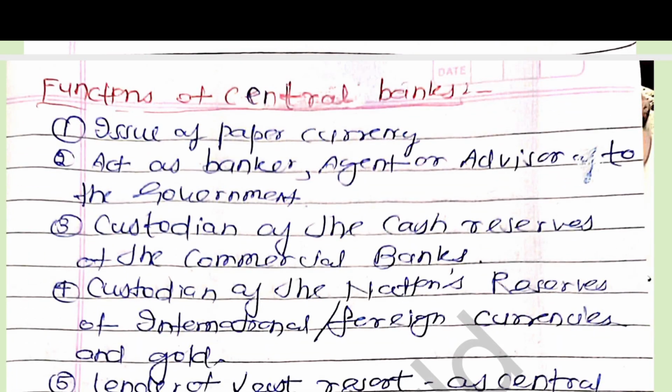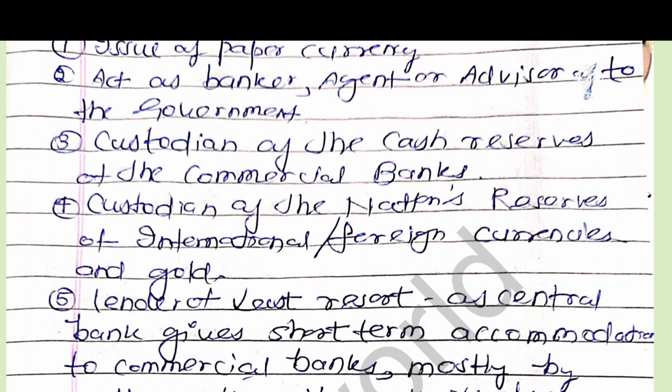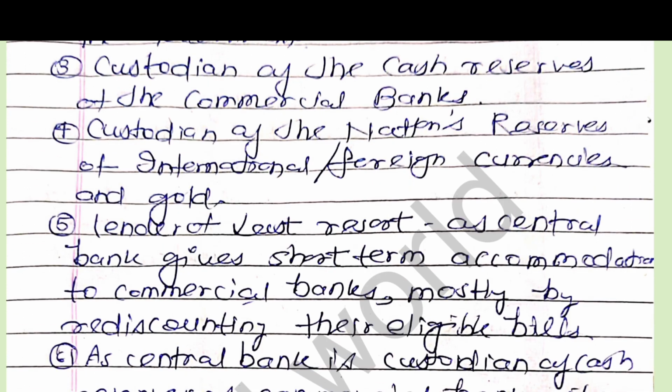If we talk about the functions of the central bank, they are the same as those of the Reserve Bank of India, because the Reserve Bank of India is also a central bank. First function of the central bank is issue of paper currency. Second one is that it acts as a banker, agent and advisor of the government. Third one is custodian of the cash reserve of the commercial banks. Fourth one is custodian of the nation's reserve of international or foreign currencies and gold. Fifth one is lender of last resort. The central bank gives short-term economic loans and short-term accommodations to the commercial banks, mostly by discounting their eligible bills.